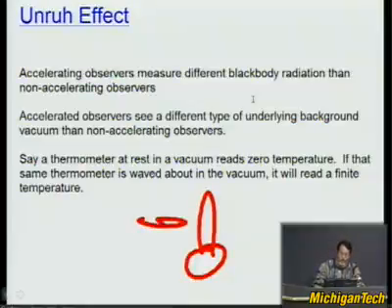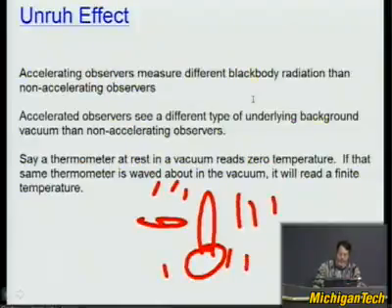Now, you wave this thing about. Here, I'll show the wavy line. You wave the thermometer about. Then you're suddenly going to get the thermometer reading a temperature, even if there's no radiation. Well, I won't say that. I'll just leave it at that. It will read a finite temperature if you wave it about.